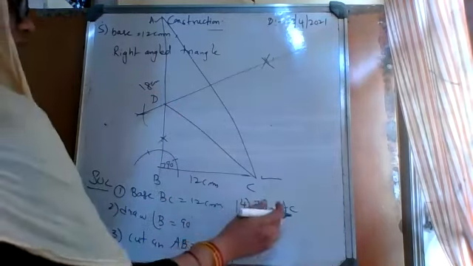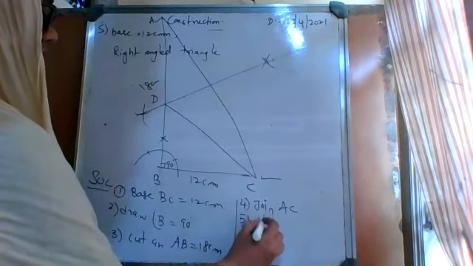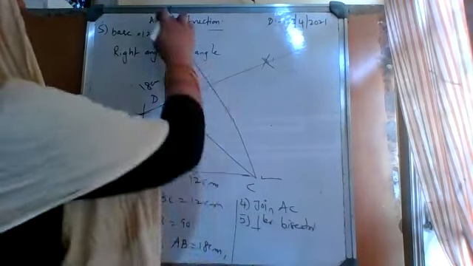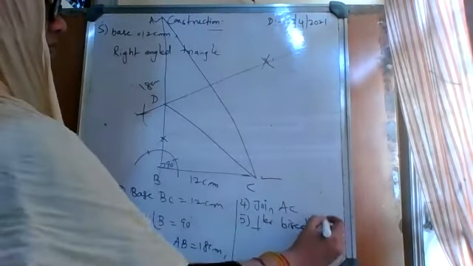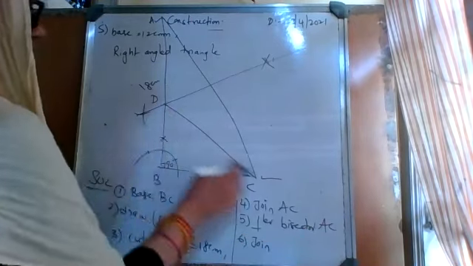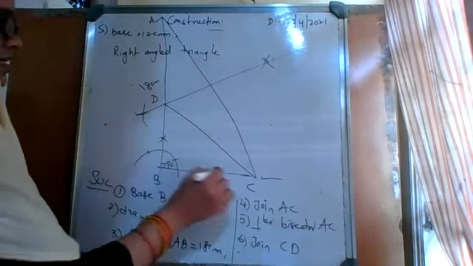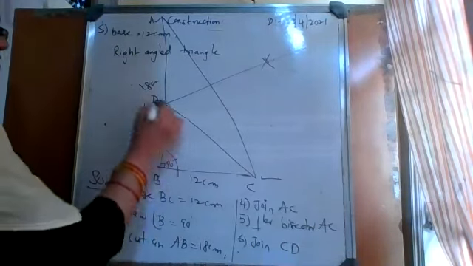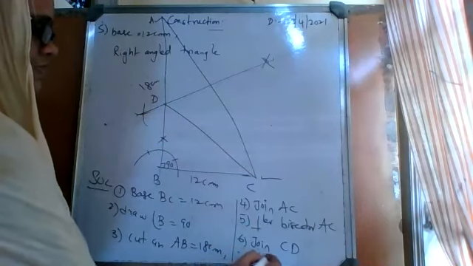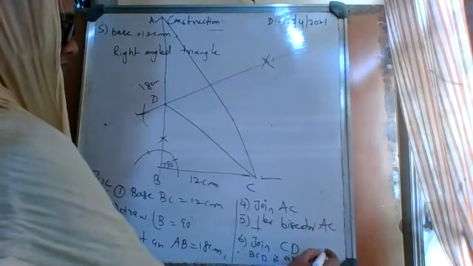Joined AC. After joining AC, draw the perpendicular bisector from where? From A and C. After that, join CD. Join CD with a scale. Therefore, this is the answer. This is the required triangle. Triangle DBC is the required triangle.